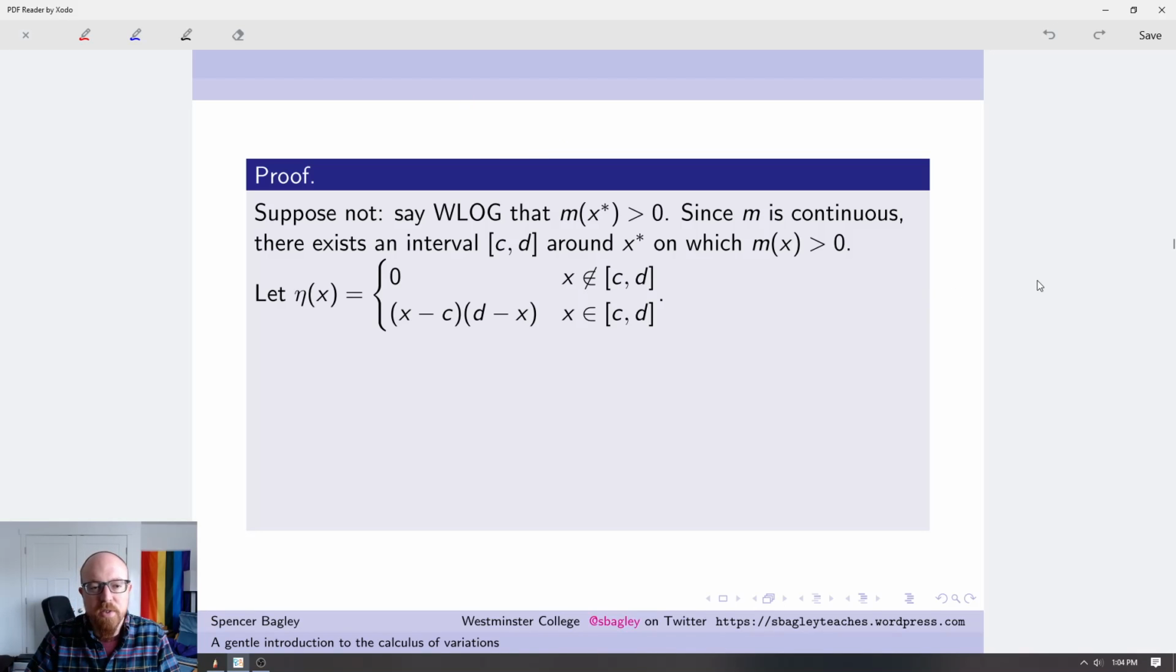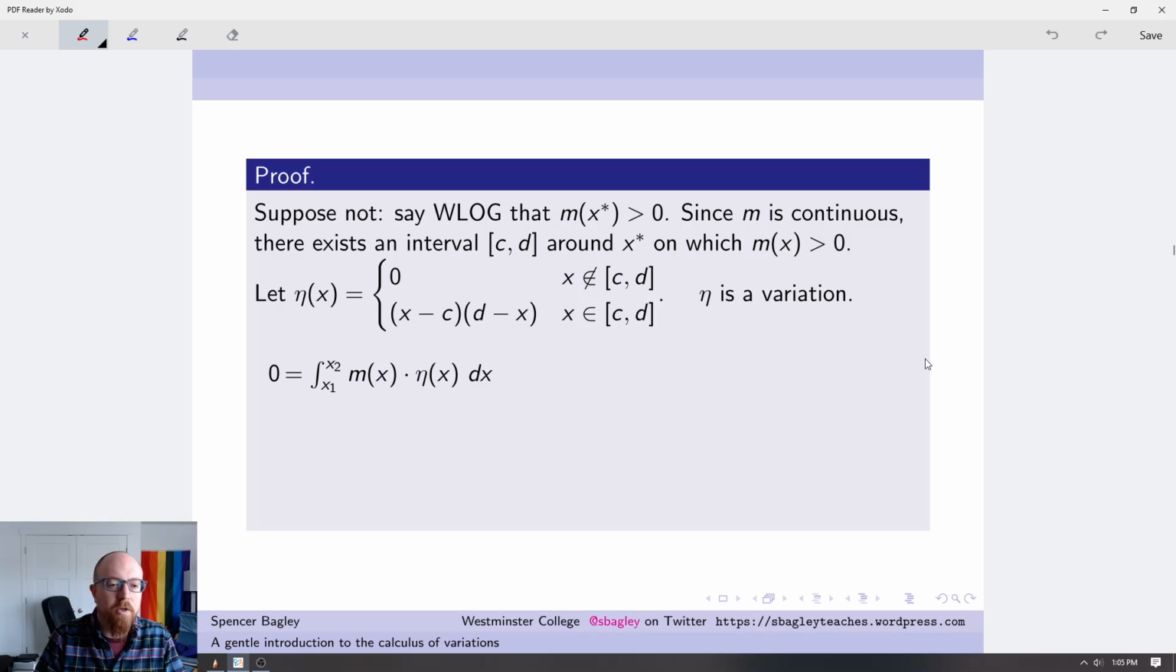So we're going to make up a function eta, which is 0 outside of that interval, and then it does this little parabola thing on the interval. So I'll sketch that function. Looks like this. Here is c. Here is d. We're going to go 0, parabola, 0. So this is clearly a variation, right? It satisfies our definition. It's piecewise C2. It's 0 at the endpoints because it's 0 off of this small interval. All right. So by our hypothesis, we were integrating m against this variation, and we were getting 0.